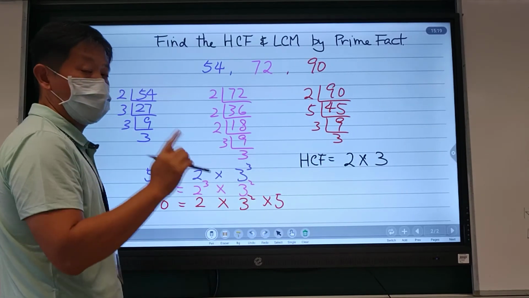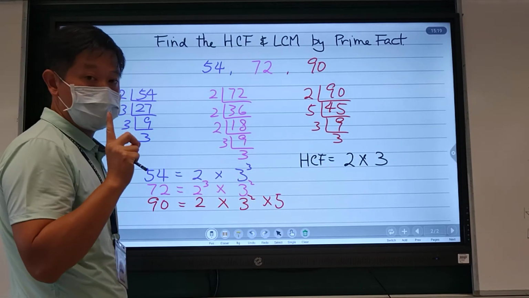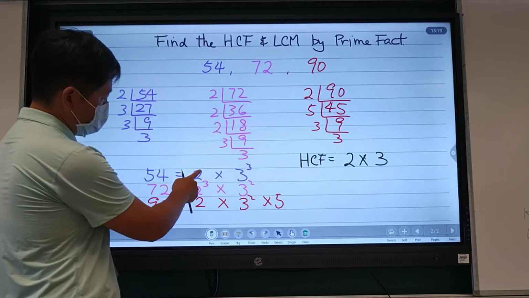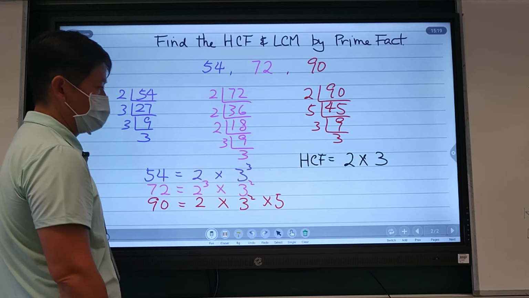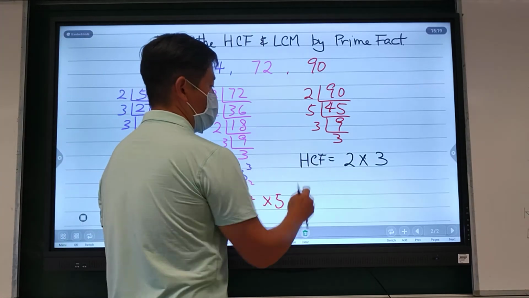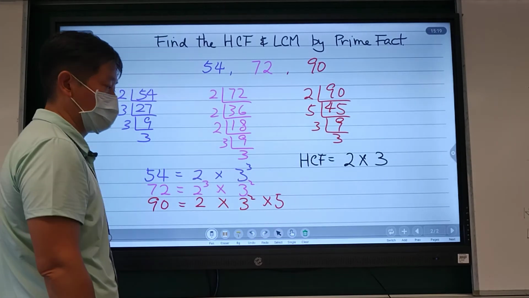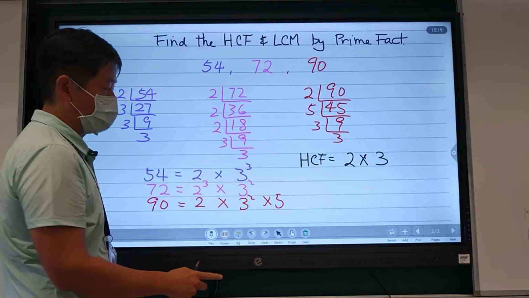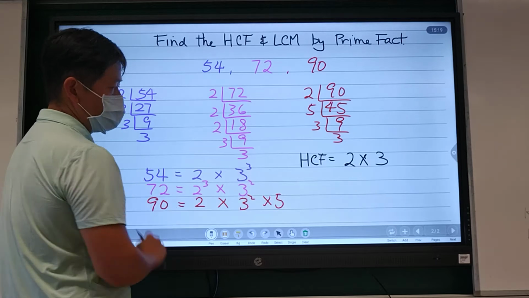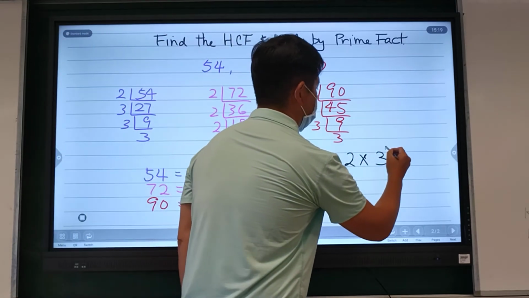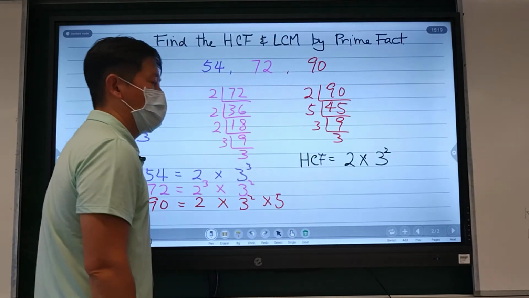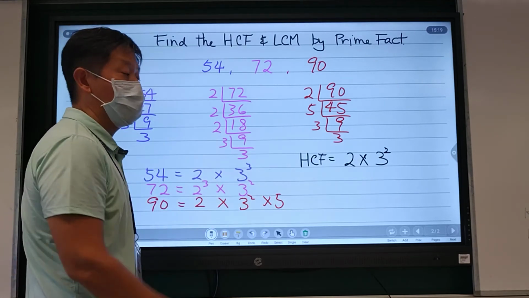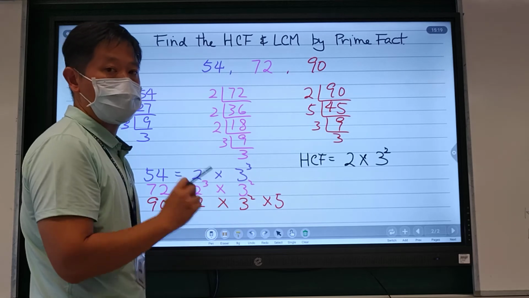Okay? So now, we need to look for the smallest power of the common factor. So, I have 1, 3, 1. So in this case, I'm just going to use a power of 1, which I don't write anything. How about the 3? I'm looking for the smaller power. I got a 3, I got a 2, I got a 2. So you will use a 2.